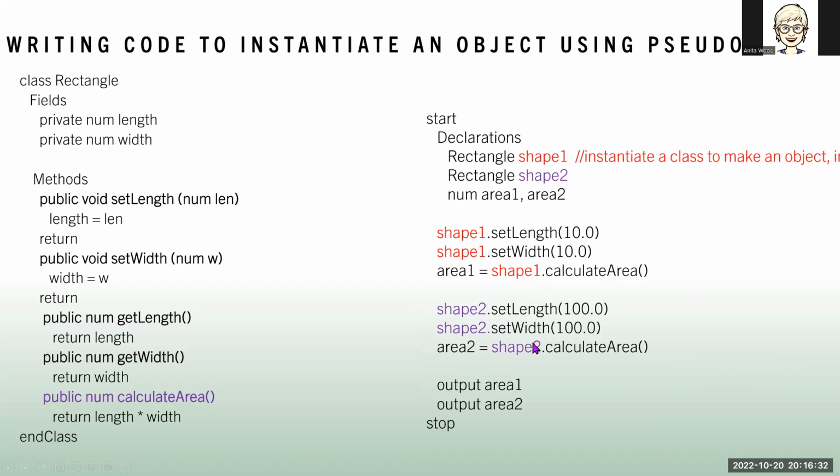And if I do the same thing here for shape 2, put 100 and 100 in as the length and the width, when I call this calculate area, it's calling the one that's associated with shape 2, and it's the length and the width for shape 2 that we set up. Okay, so that's just another time, and I'm being repetitious, and repetition is for a reason. This concept of classes, instantiating it to make an object, takes more than 1 or 2 times to be stated to make sense.